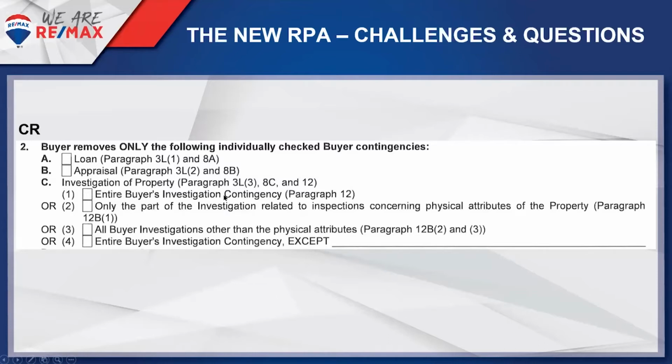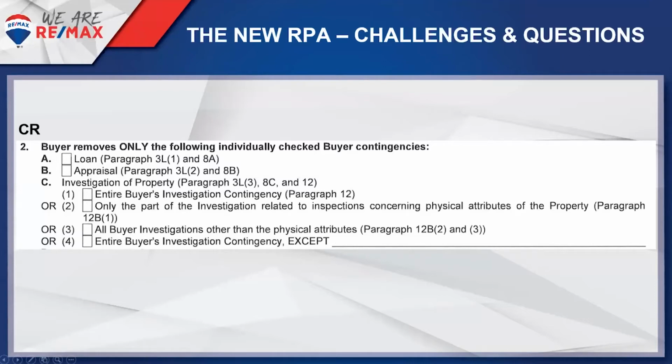Okay, as I had mentioned before, this is how you can break up the investigation of property contingency. You can remove all of the investigation contingency, only that part related to inspections, or all the investigations except that part related to inspections, or you can name some specific portion of the contingency you want to keep. If you're filling in a blank here, give me or Larry a call and let us be sure you're naming something you can name. For example, all except repair request. Guess what? There is no repair request stated in any contingency clauses. So you don't have a repair request contingency.